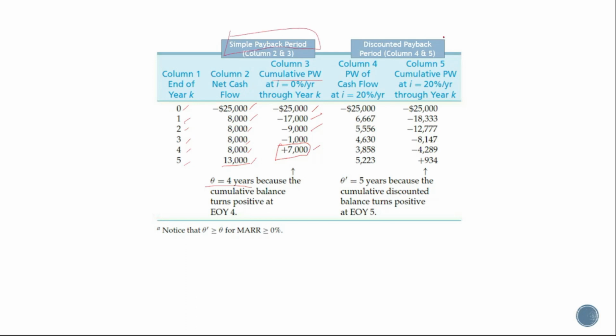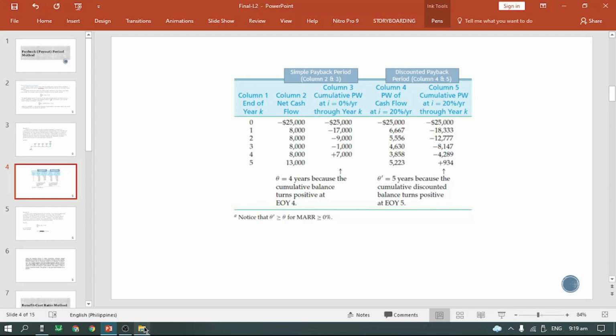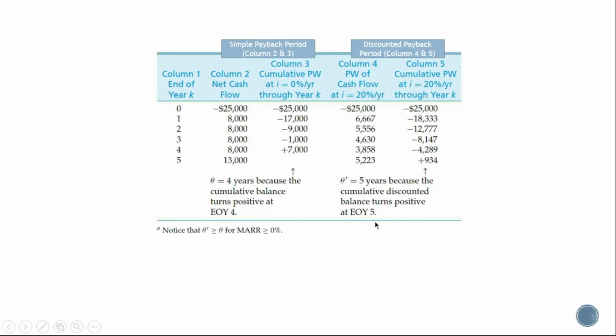So, how about naman yung kay discounted payback period? Ang nangyari dito, same lang. Meron kang initial investment na negative 25,000. And then, dun sa end ng first year, bakit naging 6,667 na lang siya instead of 8,000?